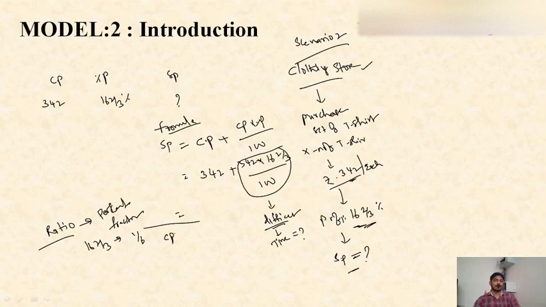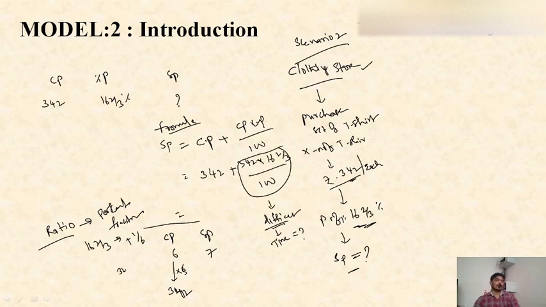So let us take the cost price and selling price here. Cost price initially was 6 parts. Here we are getting a profit of 1 part. Then selling price will be 7 parts. Then 6 parts will be equal to 342. Then 1 part will be equal to how much?